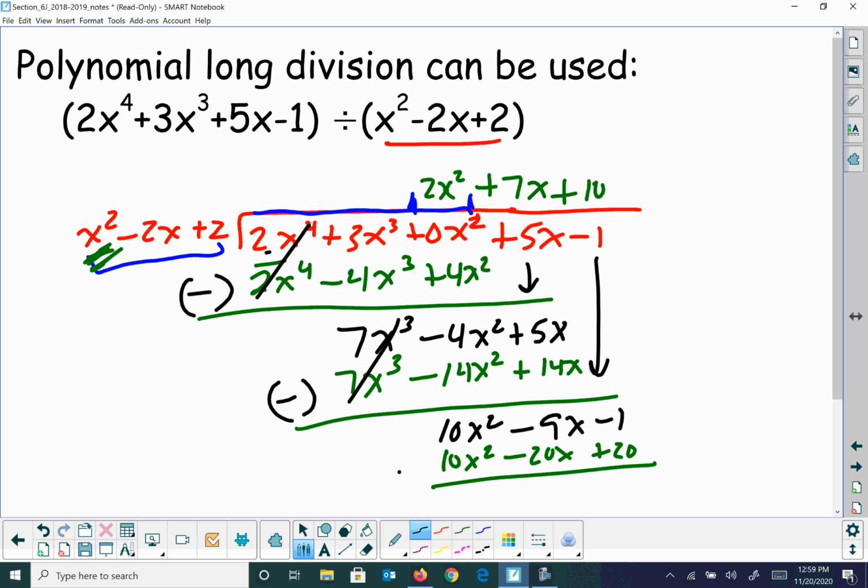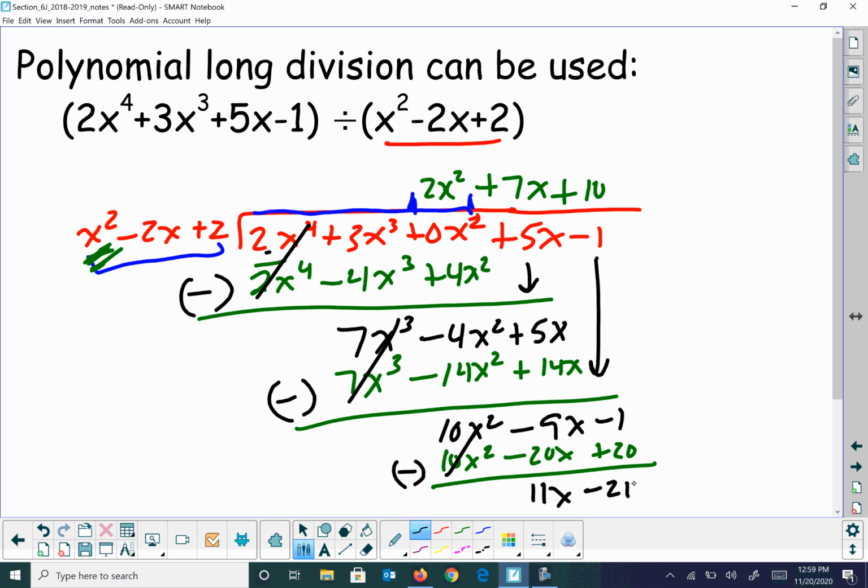And then we're going to go ahead and subtract again. So those cancel out. That's going to be plus 20x. So negative 9 plus 20x is 11x. And then that's going to be a minus 20. So negative 1 minus 20 is negative 21. There's no more to divide.